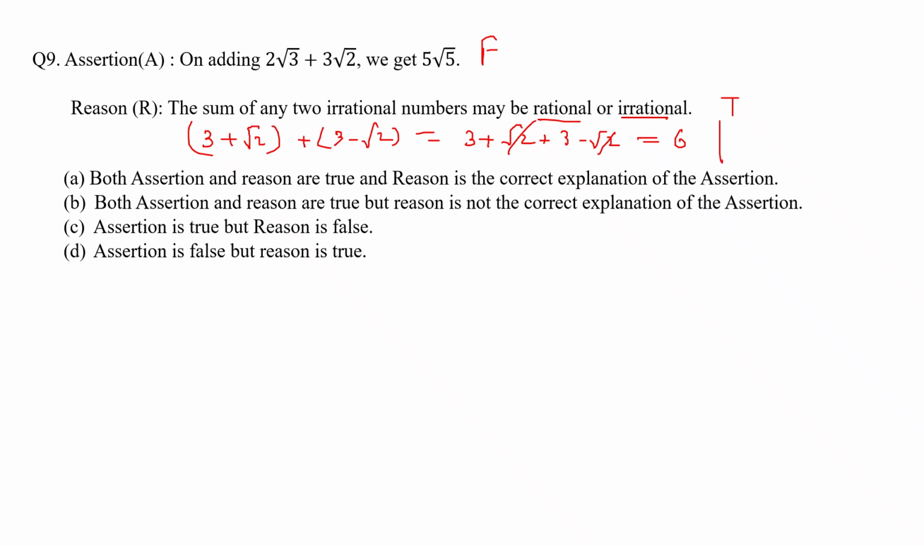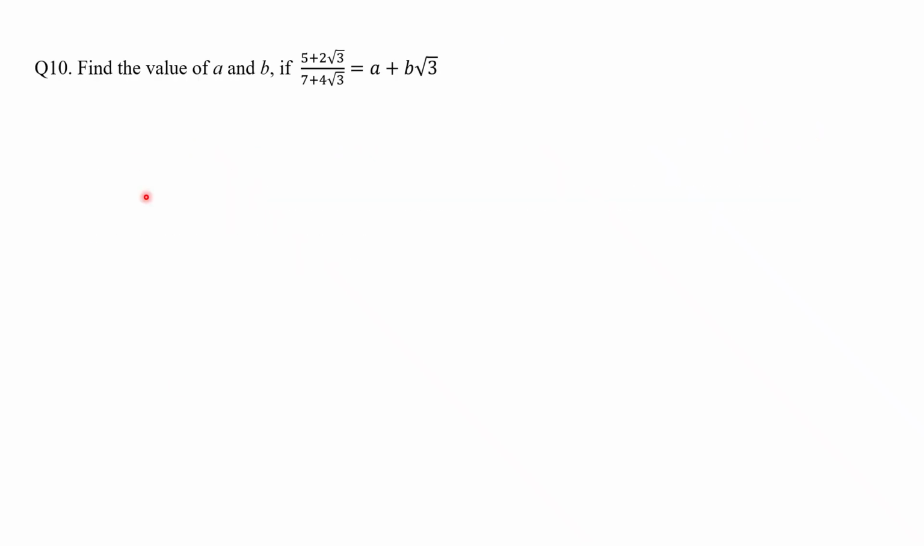Now for another example, if I add root 2 plus root 3, it will remain irrational only. So both cases are true. When you add two irrational numbers, sometimes you get a rational answer, sometimes an irrational one. But we already got my answer. D is the correct option. Now here is question number 10.